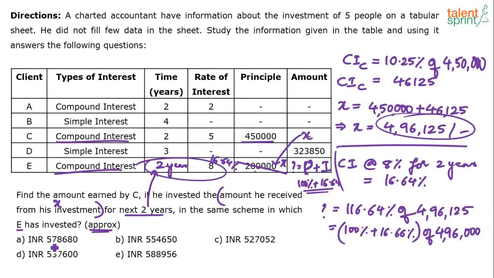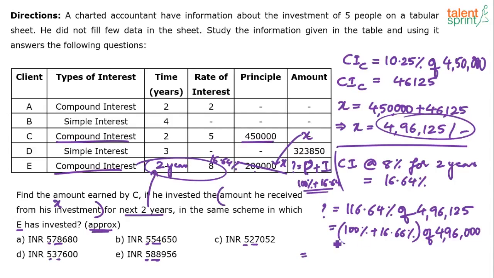See, that way if we see the options, it is like 5,78,000, 5,54,000, 5,27,000, 5,37,000, 5,80,000. So the options are spaced out. I can do an approximation to this extent, right? I'm taking 4,96,125 as 4,96,000 approximately. So what is the final answer?